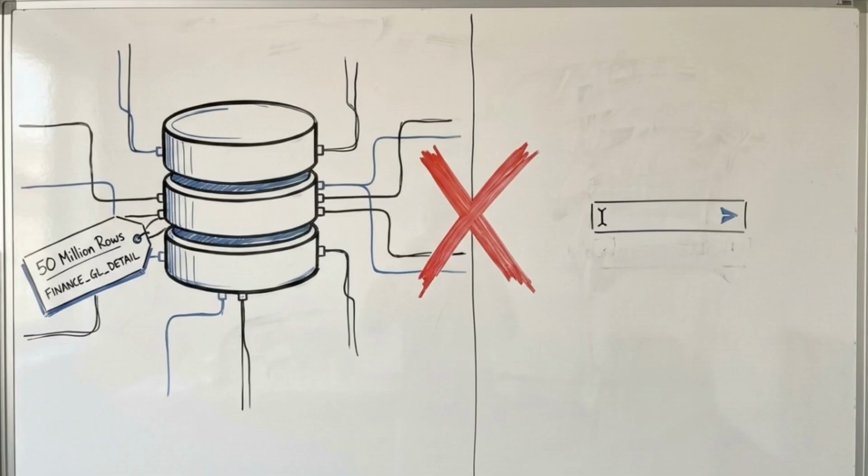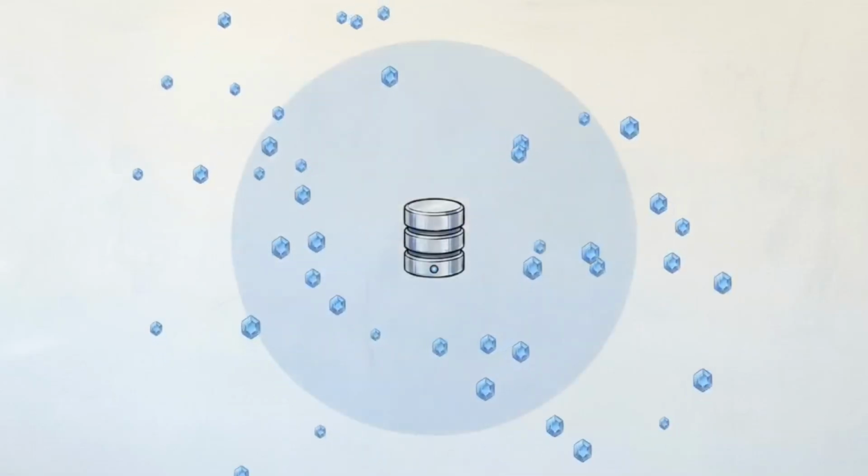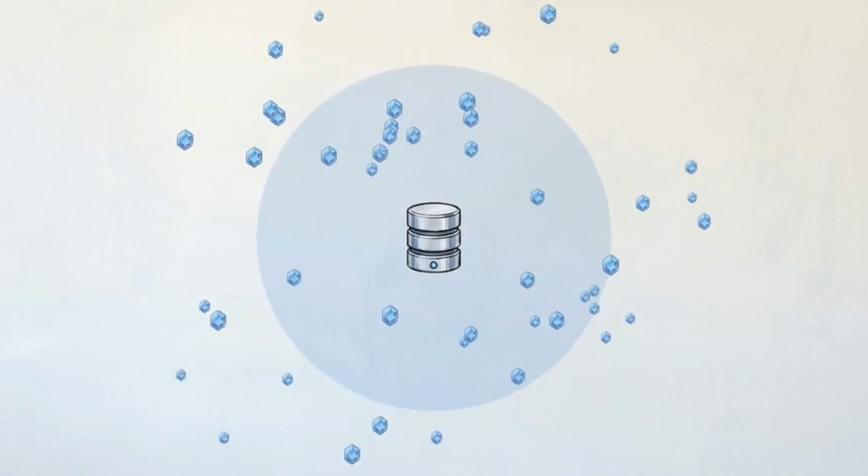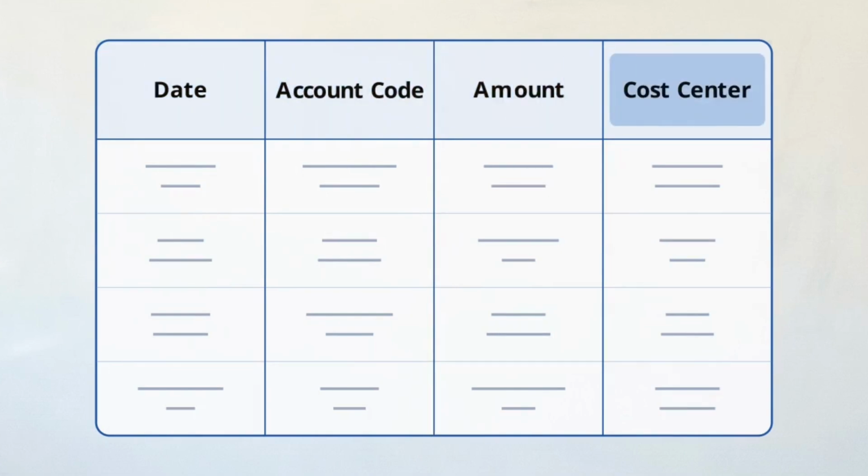You also face a massive technical wall. You cannot safely or practically paste a 50 million row general ledger table into a chat window. The solution is schema mapping. You teach the AI the structural map of your data table rather than handing over the raw rows. You define the exact column headers: date, account code, amount, and cost center.